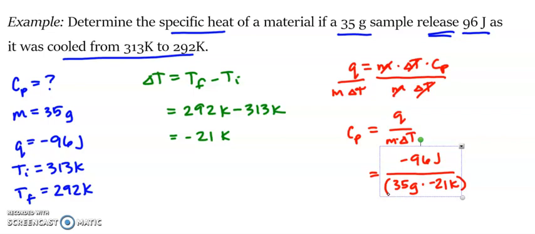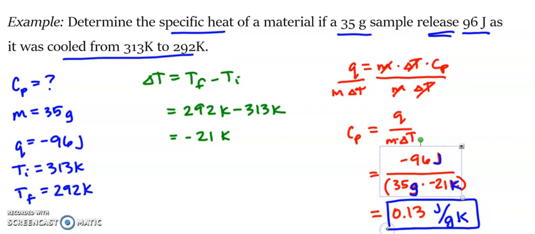And please type this in your calculator to make sure you get the right value, because you should get 0.13. Your negative signs cancel out. Specific heat is always going to be positive because it's how much energy released or absorbed. Doesn't matter. It's just how much energy. And our units, look at our units. I've got joules, I've got over grams over Kelvin, so we leave it just like that. So this is our specific heat for this material.